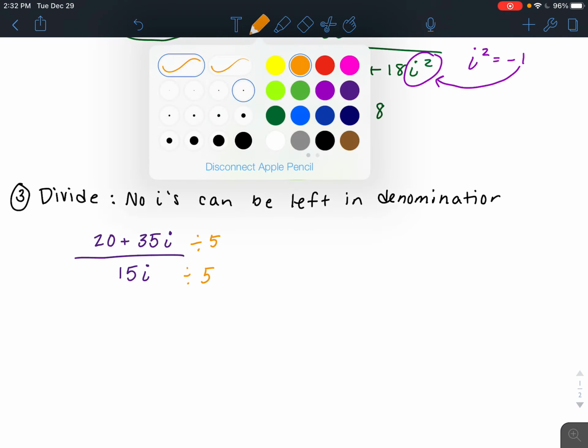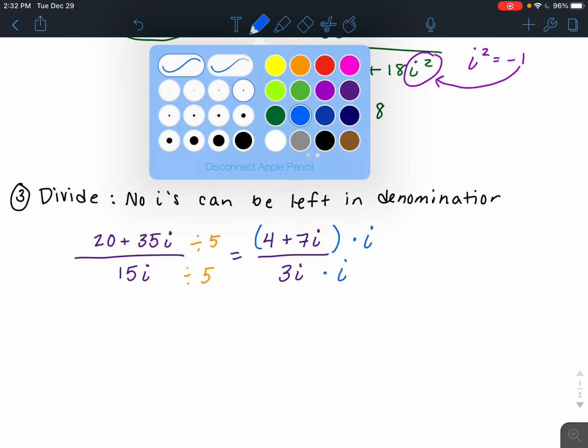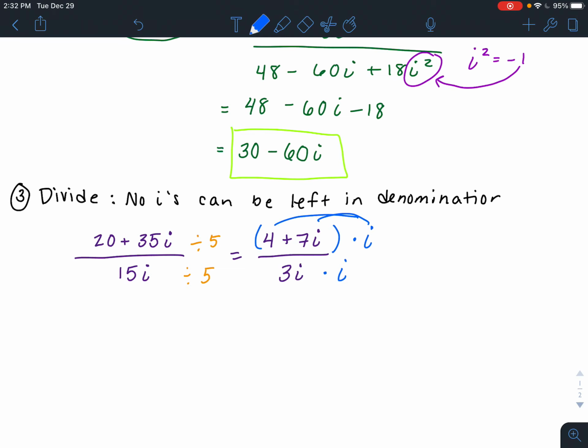So the first thing I'm going to do is reduce my fraction by dividing the numerator and denominator by 5. So I'm going to get 4 plus 7i all over 3i, just because we always want those fractions to be in lowest terms. And then I need to get rid of the i in the denominator. So since i is equal to the square root of -1, and we know i squared is equal to just regular -1, if I can make that i in the denominator into i squared, I can easily replace it. So to do that, I am going to multiply both the numerator and the denominator of my fraction by i, which means I'm going to have to distribute in the numerator, which is why I put those parentheses there.